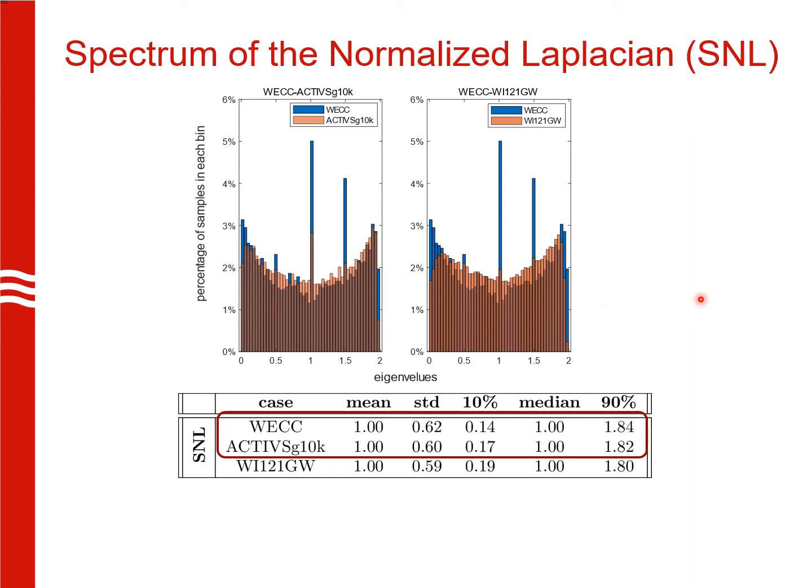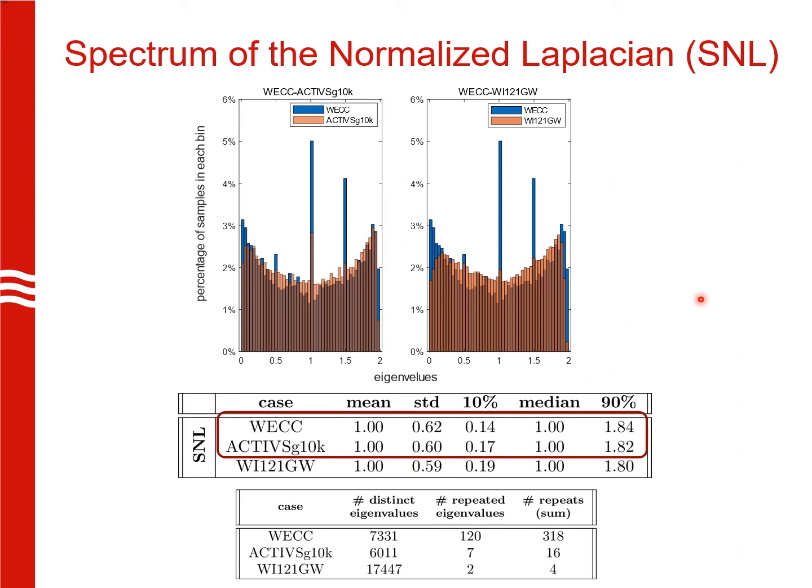This got our attention, and we have calculated the number of repeated eigenvalues in the three models. We realize that in the VEC model we have 120 eigenvalues which are repeated in total 318 times. Active SG has 7 eigenvalues repeated 16 times, and the WI model has 2 eigenvalues repeated 4 times. And these repeated eigenvalues, which are in the VEC model, do not show up in either of the synthetic cases.